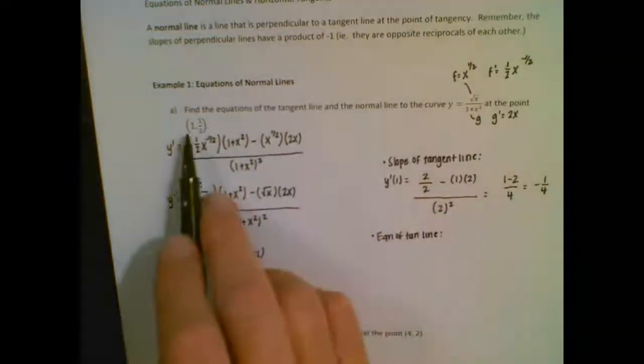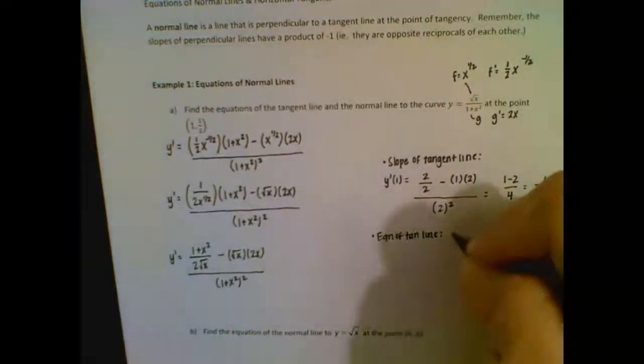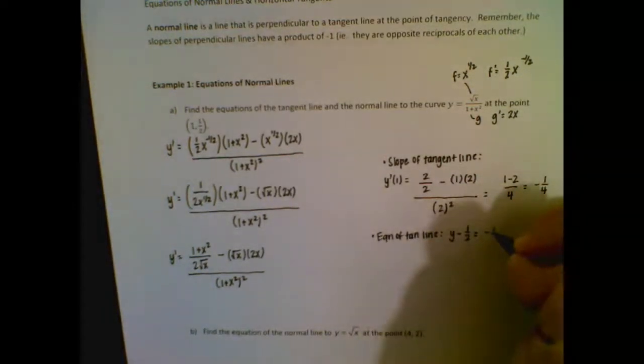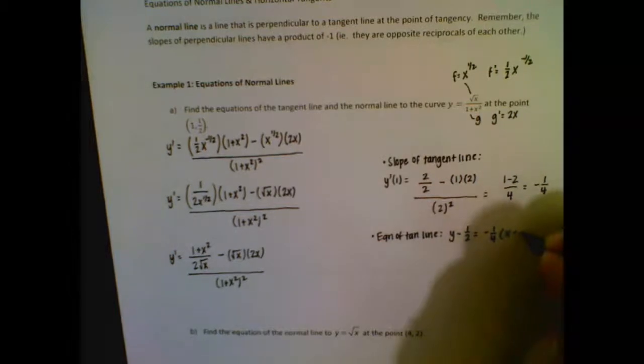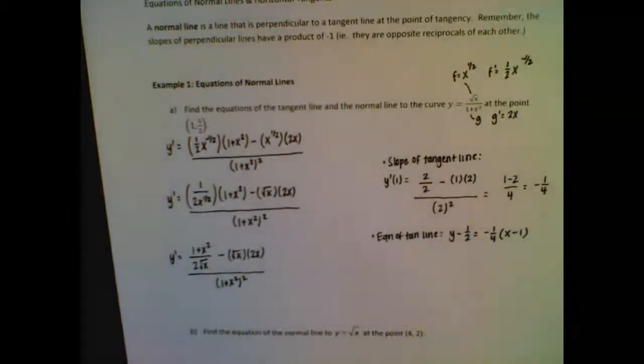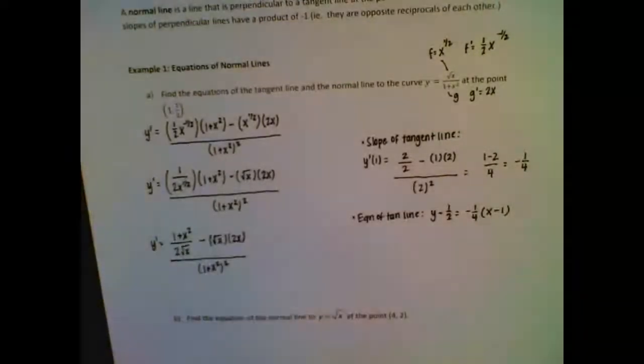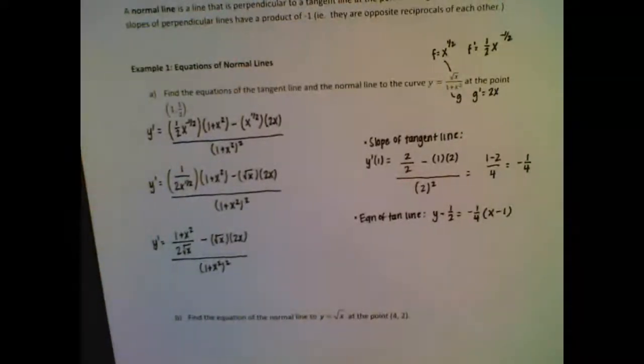We have our point, (1, 1/2). We have our slope. So I'm just going to write this in point slope form. y minus 1/2 is going to be equal to -1/4 times x minus 1. Okay, so hopefully that was a little bit of review, again, just kind of throwing in some quotient rule practice. But now we're going to look at how to find the normal line.